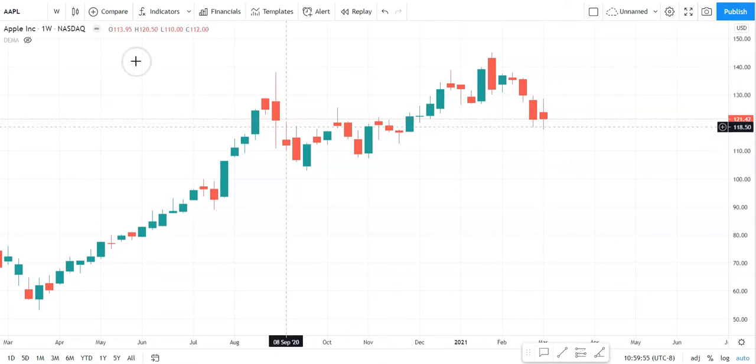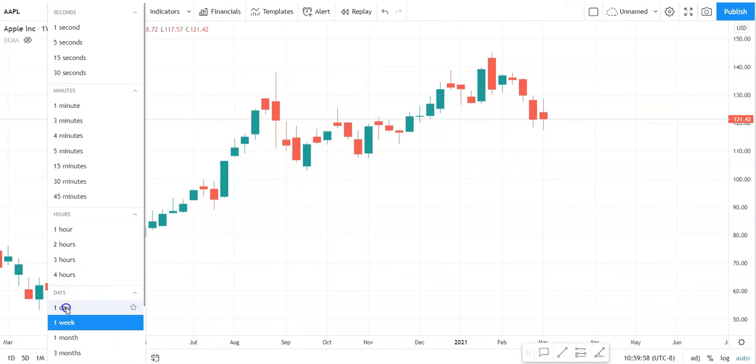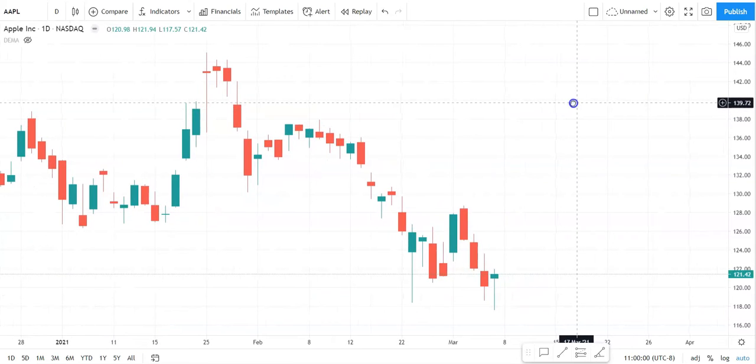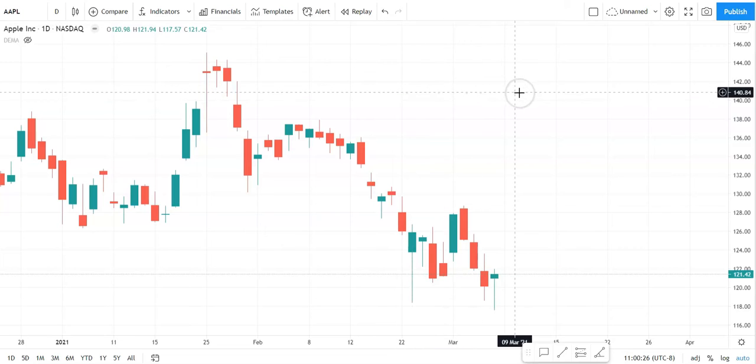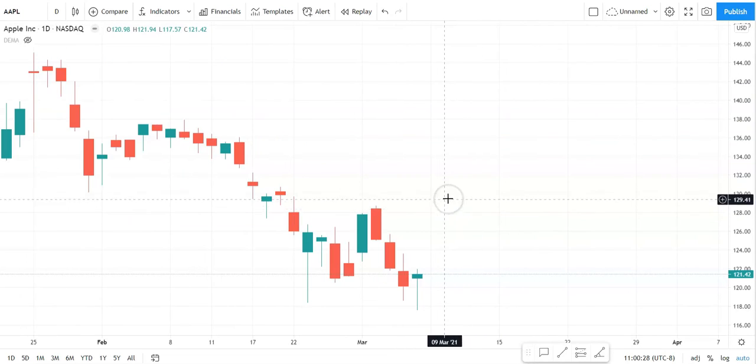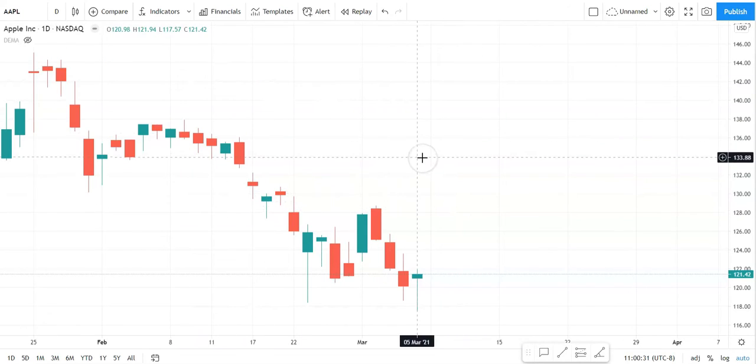So let's take a look at this. Let's go back to the 1 day, which is what I look at first. I always want to see what price did in the day. So whether it's a stock, a cryptocurrency, a commodity, whatever the case may be, you can use candlesticks to determine where price is going next. So we're looking at Apple stock on the daily.